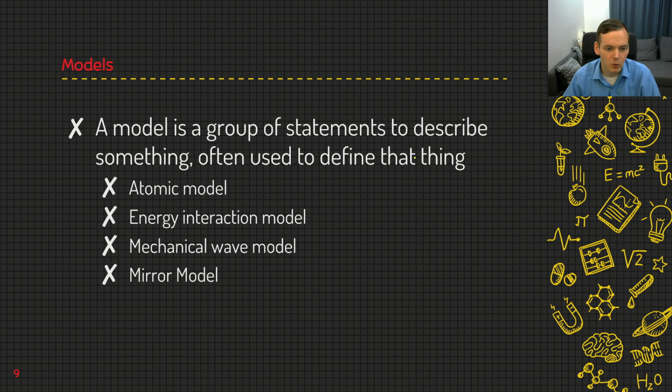For example, we have the atomic model. Something we'll talk about later in physics is the energy interaction model. We also have something called a mechanical wave model and a mirror model. So these are all examples. They're going to be a group of statements that describe or define something.